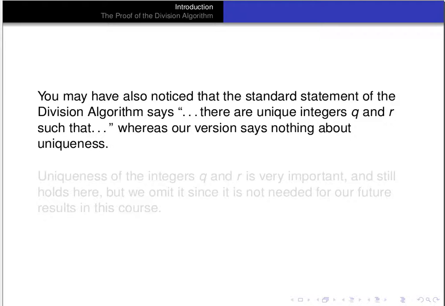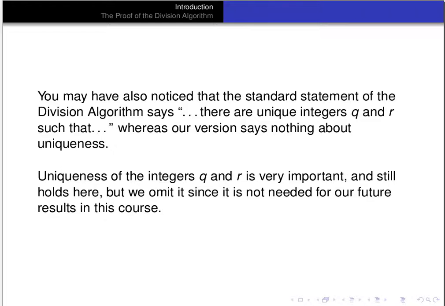Our version didn't say anything about uniqueness, and it's not because uniqueness isn't important. Uniqueness of the integers q and r is very important, and it still holds here over the natural numbers. We would still get a unique quotient and remainder. It's important if you're studying algebra or number theory. If you're seeing the division algorithm in the context of a course like that, you certainly would include uniqueness in the statement and proof of this theorem. But here in Math 323, we're going to omit it since that particular property is not needed for the future results in this course.